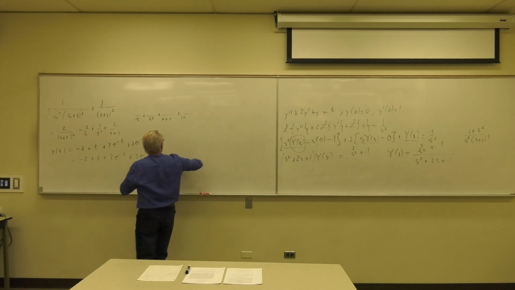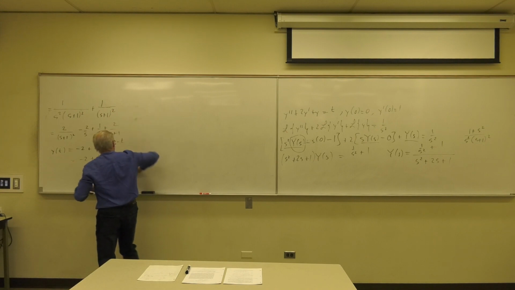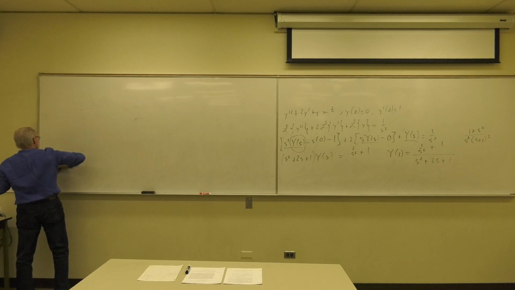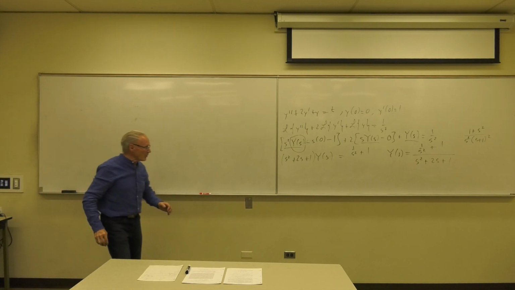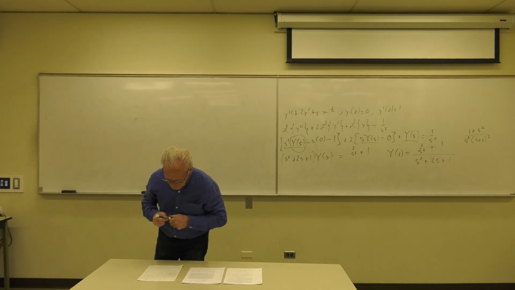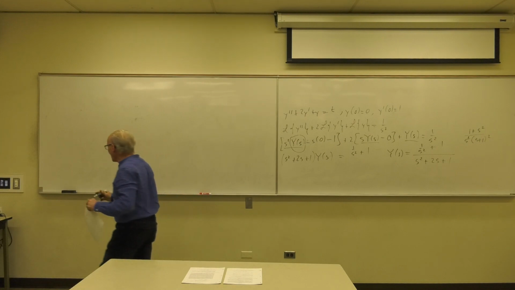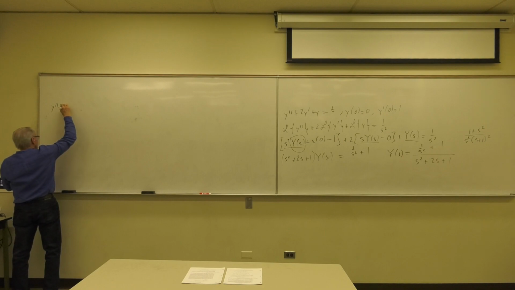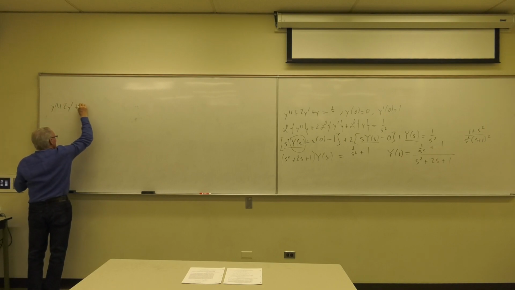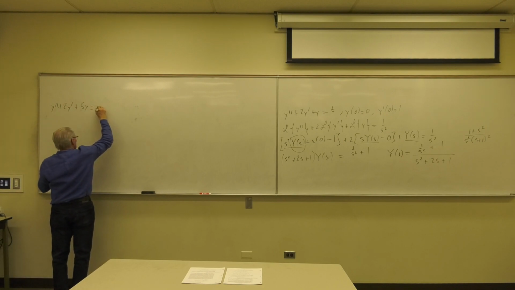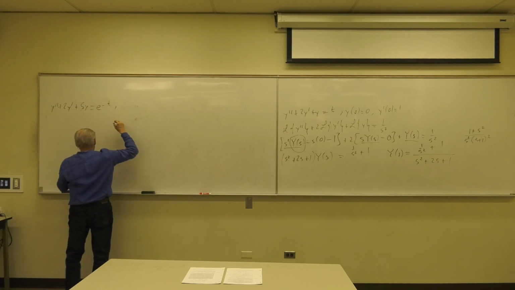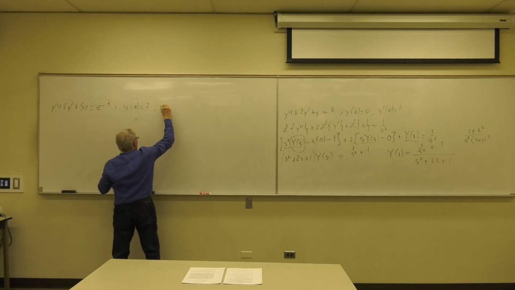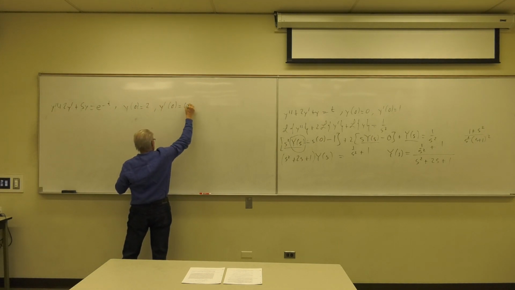Let's do another example. And I'll cut down on the amount of writing, because it's a bit laborious. So consider this example. Y double prime plus 2y prime plus 5y is equal to e to the minus t. Y at 0 is 2, and y prime at 0 is 0.